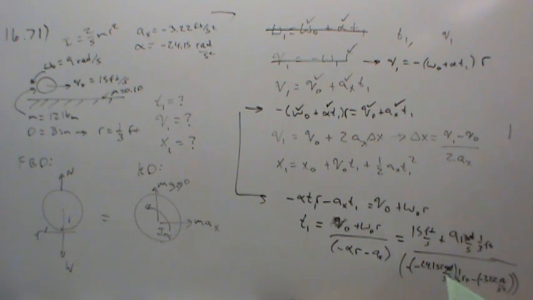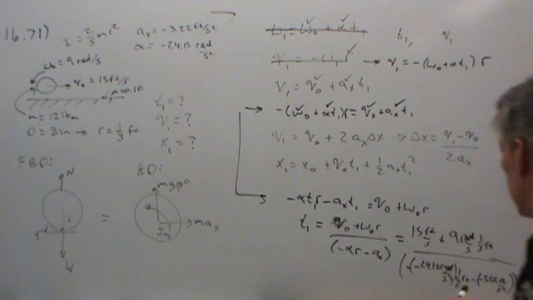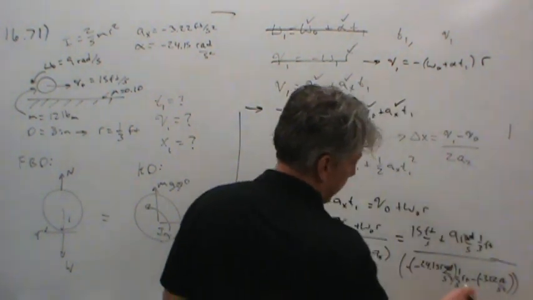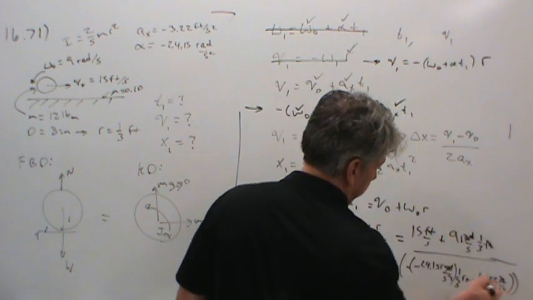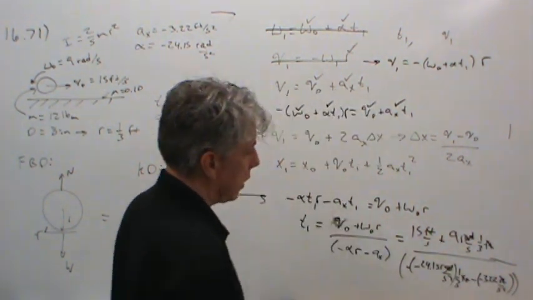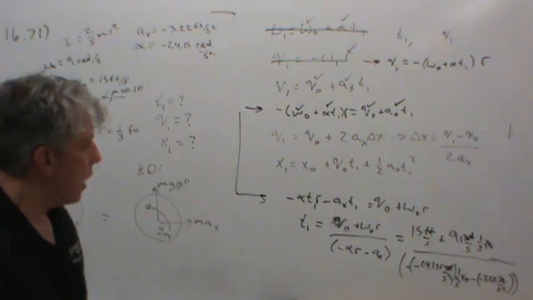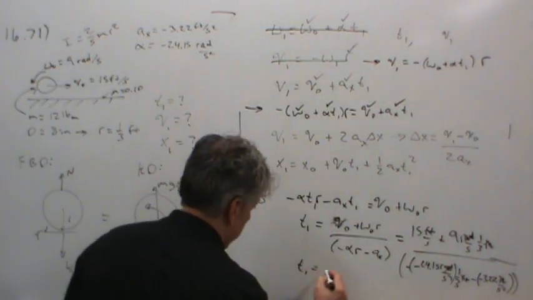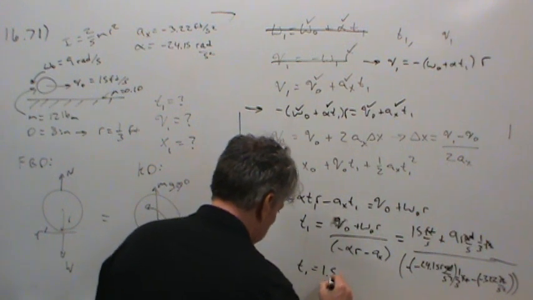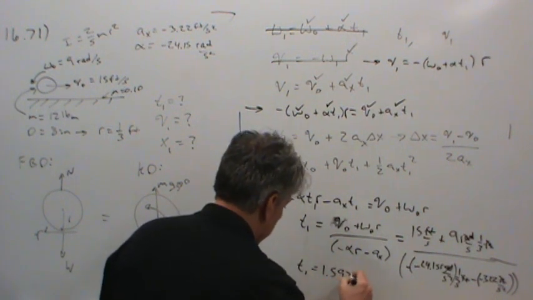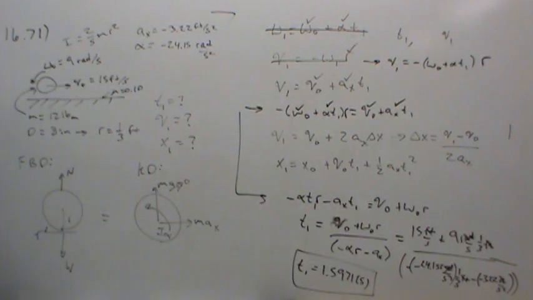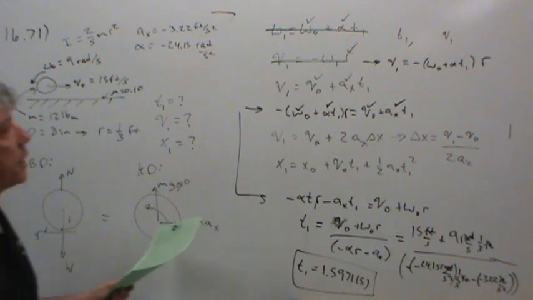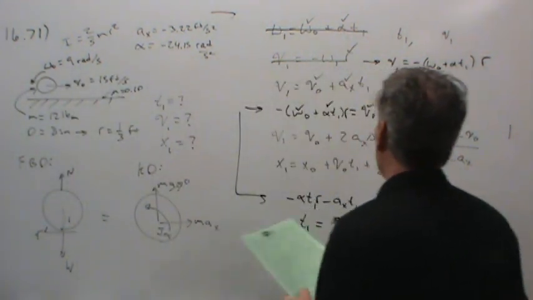So T1, we plug in all the numbers. This should be consistent. We got feet per second squared, feet per second squared, feet per second in the numerator. All the feet go away. And then seconds squared over seconds are just seconds. So T1 comes out to a time of 1.5971 seconds. So that's how long it takes for the bowling ball to start rolling without slipping. Once we have that, it's pretty easy to plug into anything else we want to know.